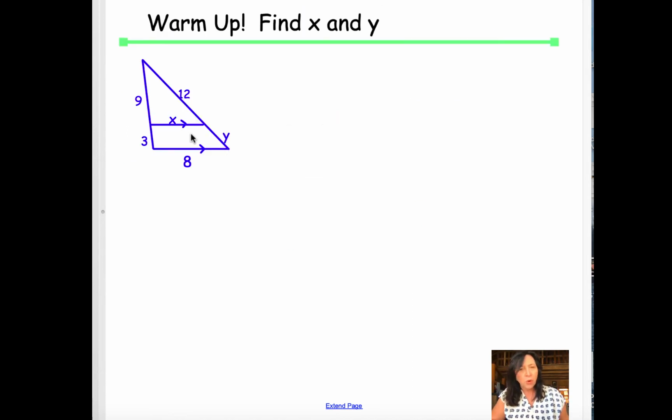So we're going to start with a warm-up, and for this problem we are going to find x and y. So what I'm seeing is that these two triangles automatically are similar, and the reason for these two triangles being similar is because of these parallel lines. And what happens when you have parallel lines is you have corresponding angles that are congruent. So you've got that angle here is going to be congruent to that angle, as well as this angle here congruent to this angle here.